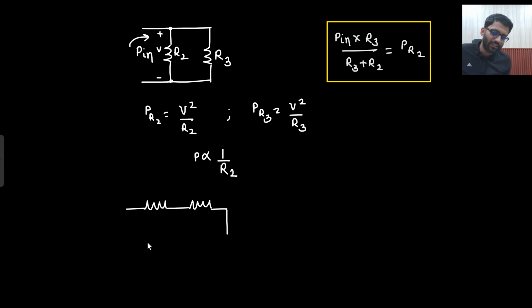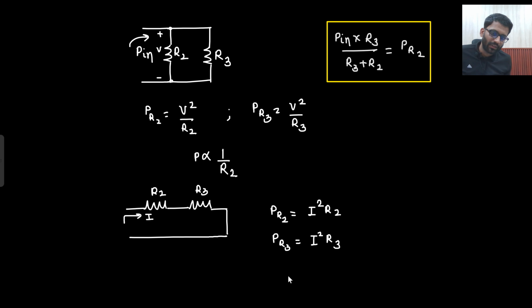for series connection, what is the scene? This is your R2, this is your R3. In series connection, what is same? Current is same. So what will be the power in R2? That would be I square into R2. And what is the power in R3? That would be I square into R3. And let's just say complete power is coming, that is P in. So here you can see the power is proportional to the resistance.